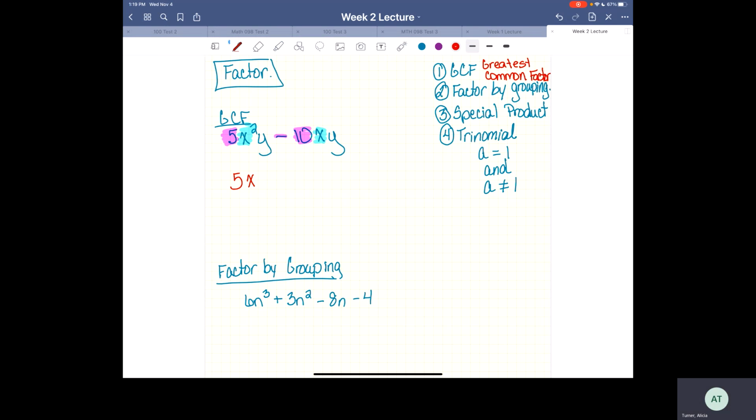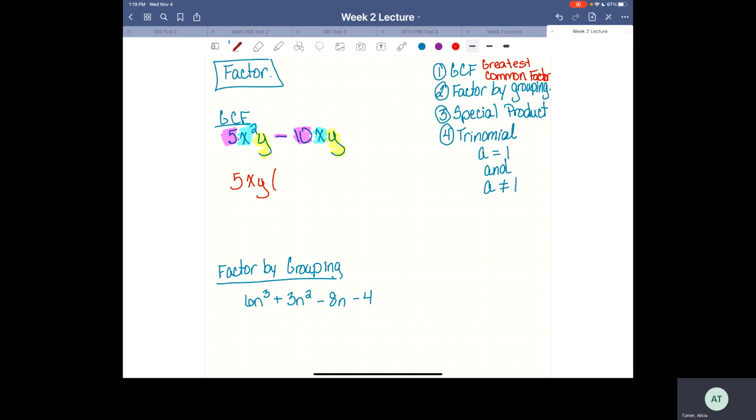So I'm trying to figure out what is common to 5x squared y and what is common to negative 10xy. Okay, and the last thing that we look at is our y. So I have a y here and I have a y here. So a y can come out of both of those. So my greatest common factor for this polynomial right here is 5xy. So I am pulling that 5xy out.